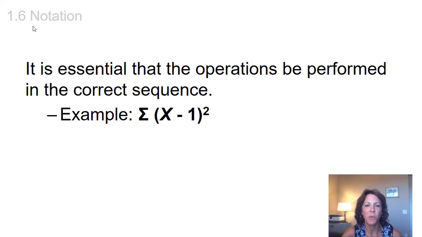So here's an example. We have sigma and then X minus 1 in parentheses squared. So what do we do first? Well, we rely on PEMDAS to tell us what to do first. PEMDAS says parentheses. So what we do is we take each score and subtract 1, and we write those all down because we do what's in the parentheses first. And then it says take that score minus 1 and square it. So we take all those numbers that we wrote down and we square them. And then finally we add them all up together.